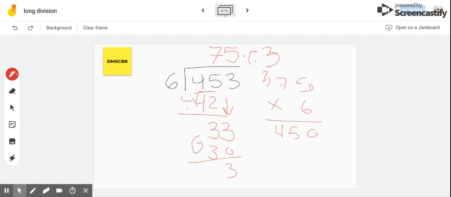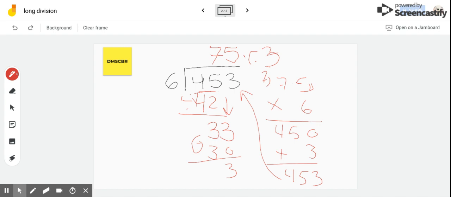But now that I have a remainder in this problem, just like we subtracted to get that remainder at the bottom, we have to do the inverse or the opposite. So we add it to this number and we get 453. So there we have it. Our answer here matches the dividend here. So we know we did our problem correctly.